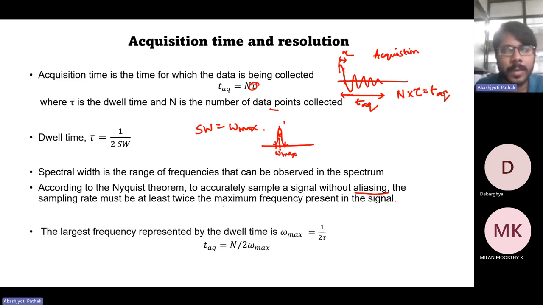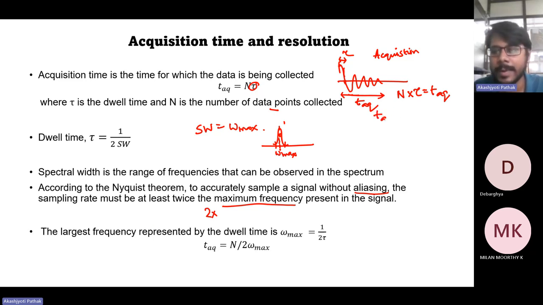So the maximum frequency that is present in the signal, twice of that will give us the sampling rate. Okay. So the largest frequency represented by the dwell time is omega max, and that is equal to 1 by 2 tau. So T acquisition gives us n by 2 omega max.